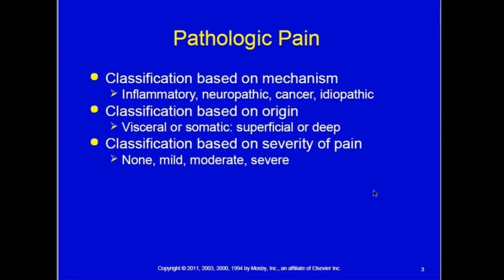Coming to pathologic pain, there are different classifications. Based on the mechanism, it may be inflammatory, it may be neuropathic, it may be cancer-associated pain, or for some pain there may not be any reason, that is idiopathic pain. Now, based on the origin of pain, it may be visceral or somatic, that may be superficial or deep. Based on the severity of pain, it may be mild, moderate, severe, or none.